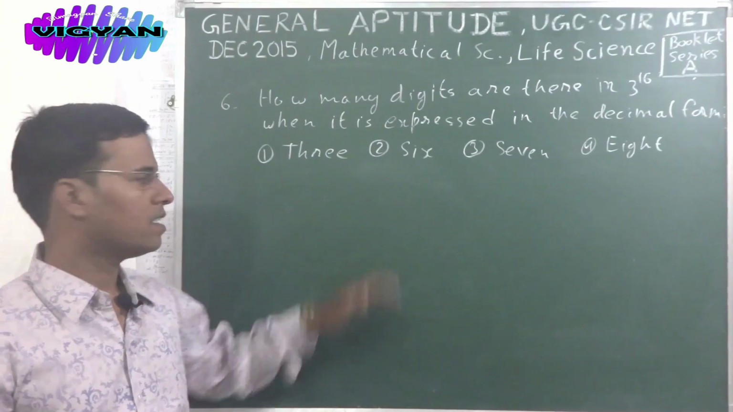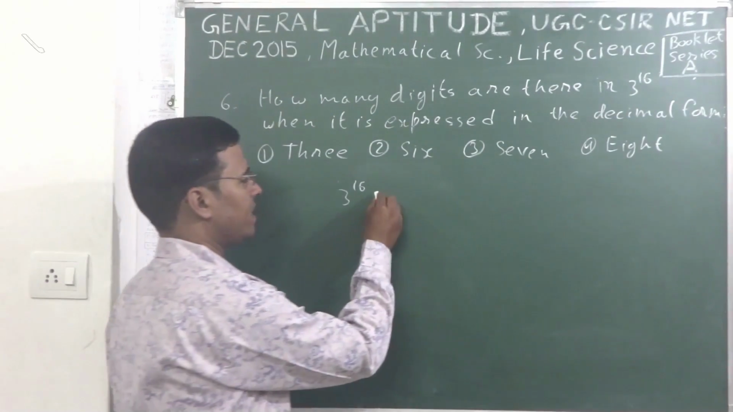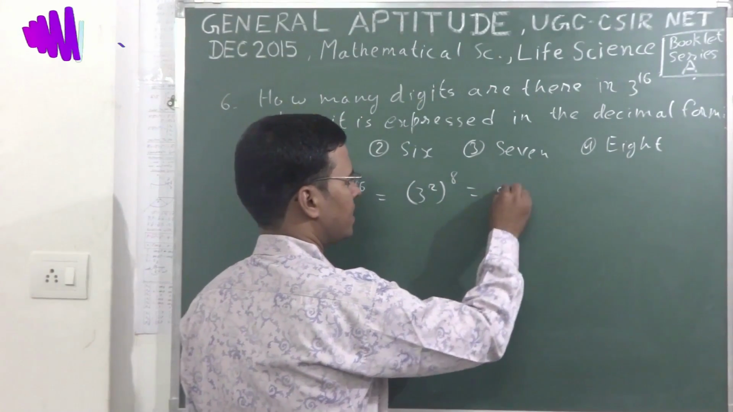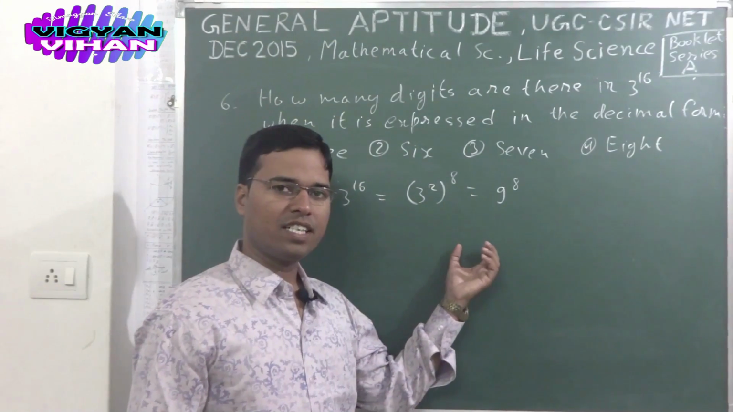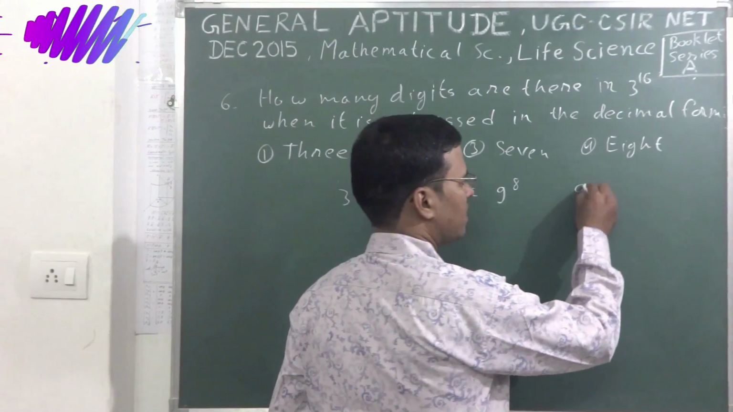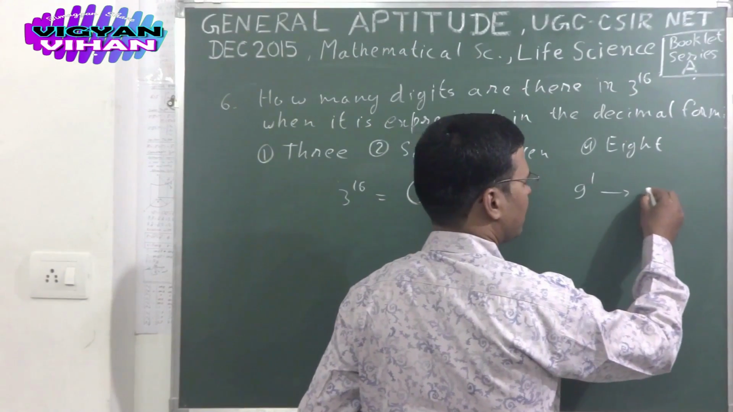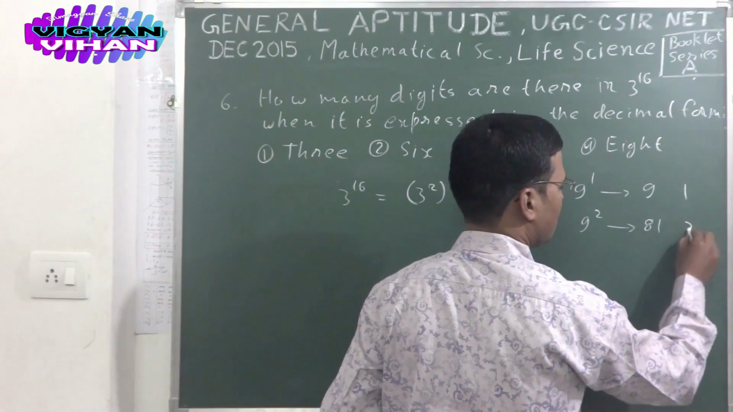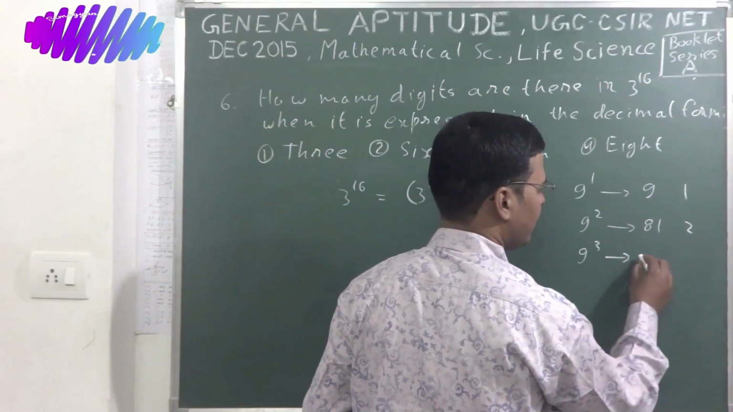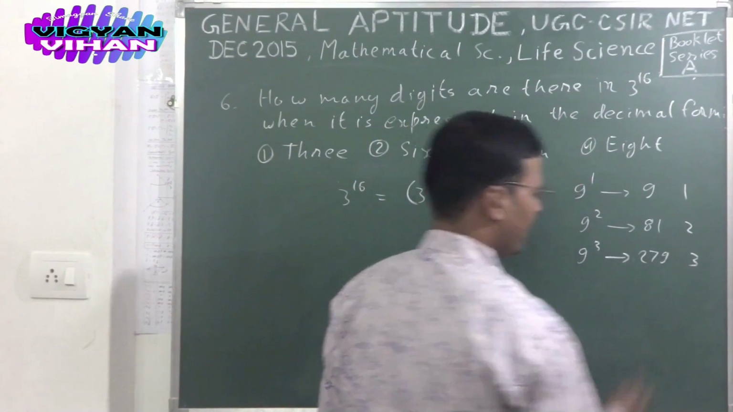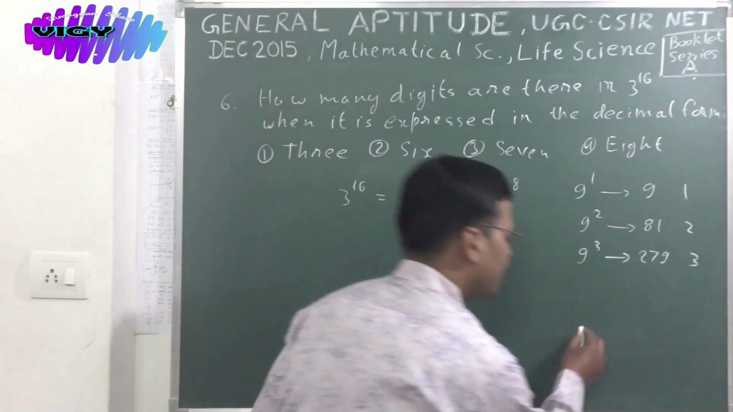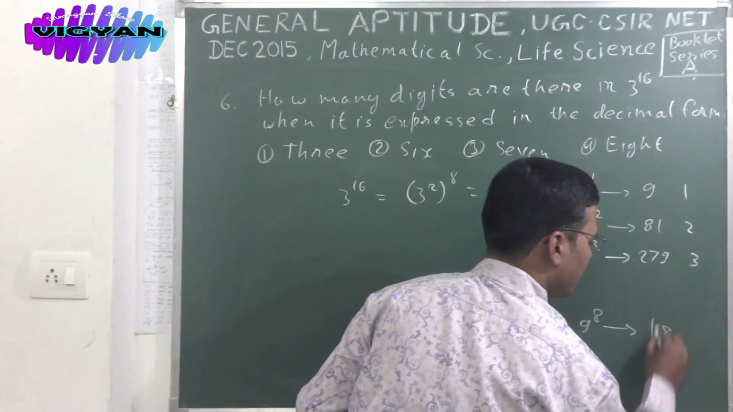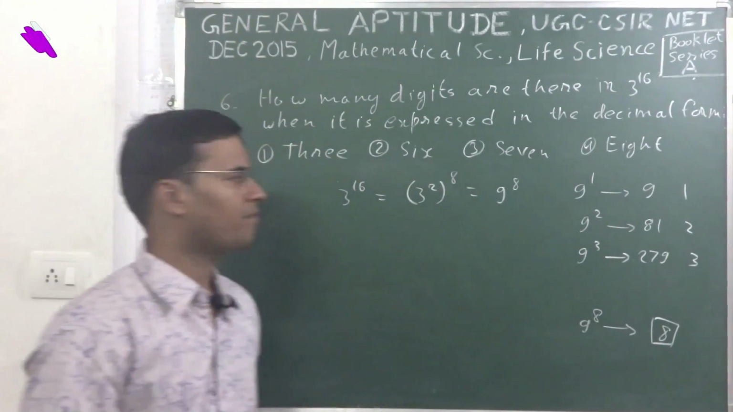There are 4 options. Now we convert 3 power 16 into 3 power 2 power 8, that is 9 power 8. For general calculation, we see that 9 power 1 has 1 digit, in 9. 9 power 2 has 2 digits, 81. For 9 power 3, there are 3 digits, 729. Similarly, we can write here 9 power 8. There would be 8 digits in decimal form.